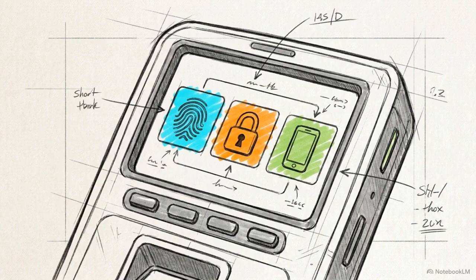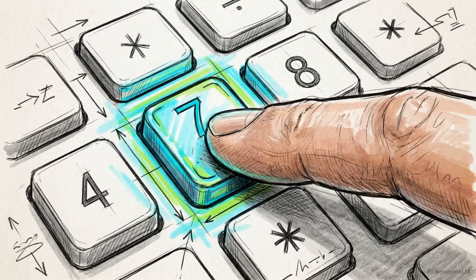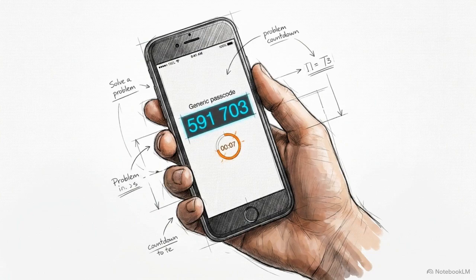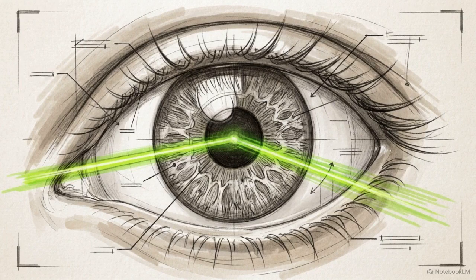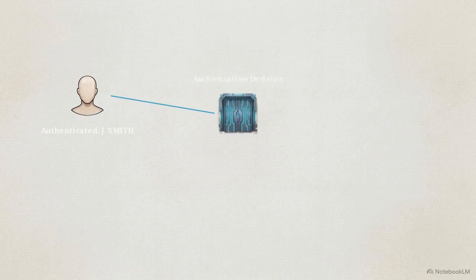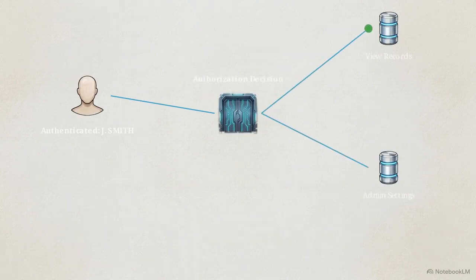Authentication verifies that specific claim. It demands proof, usually through something you know, like a password, something you have, like a security token, or something you are, like a biometric scan. This chart shows the distinction between verification and permission. Successful authentication only proves who you are. It does not establish a legitimate business need. Authorization is the separate, distinct decision of what that verified identity is actually permitted to do. Logging in does not grant you the right to execute a restricted administrative function.